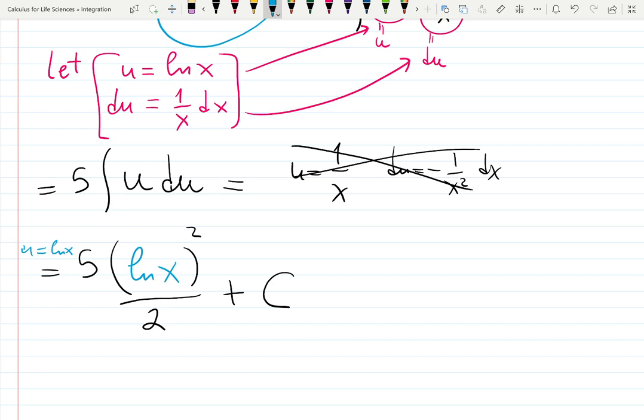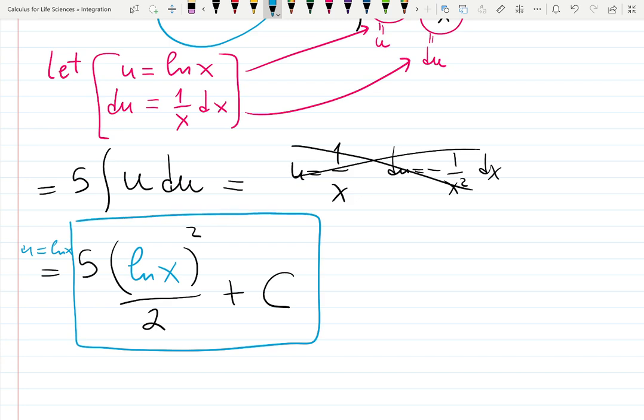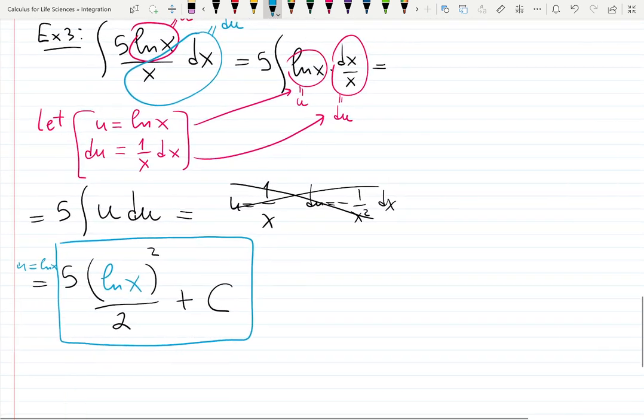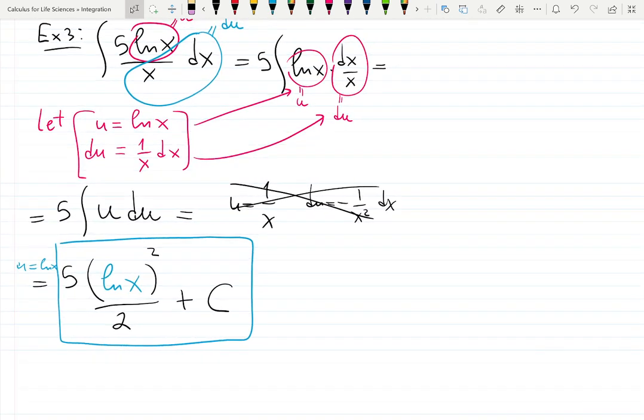You can check right now while I'm talking if you want, by differentiating it. 2 goes down, cancels out with 1/2. ln x will stay times the derivative of ln x, which is 1 over x. And it becomes again 5 ln x times 1 over x dx. So it matches. If you mess up, you can differentiate and you'll see it doesn't match. So that's how you know.